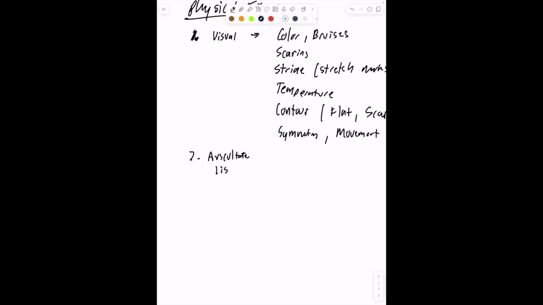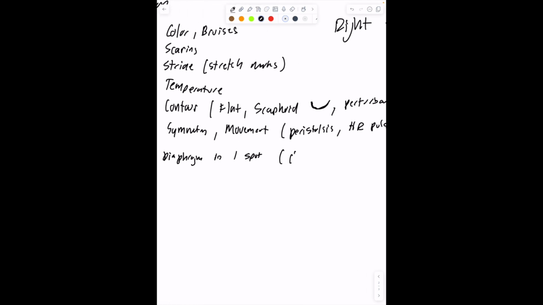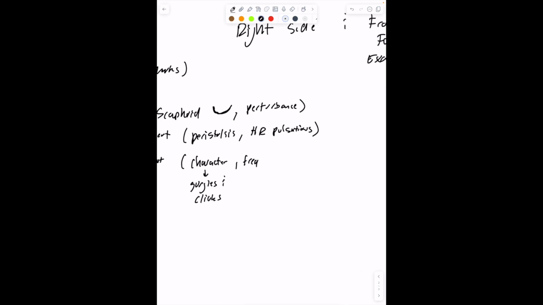Okay, after visually inspecting, we want to auscultate. So listen. So use the diaphragm in one spot, and we're going to be looking for character. So normal should sound like gurgles and clicks. Then we want to listen for frequency. Normal is somewhere between, they said, 3 to around 30 sounds per minute.